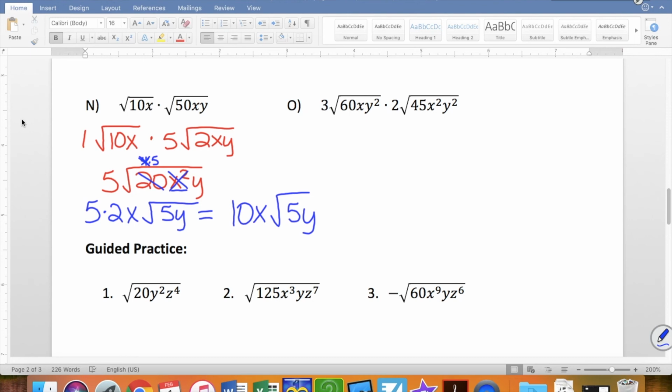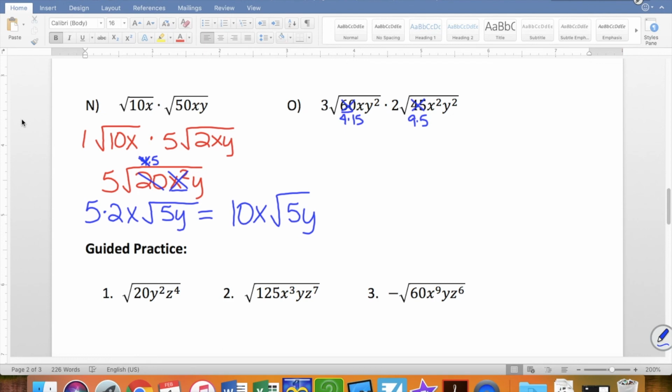All right, let's look at problem O. So again, I can simplify 60. I know it has a perfect square factor of 4, since 4 goes into it 15 times, and there's no other perfect squares in 15. So I'm going to break 60 into 4 times 15. And 45 has a perfect square factor of 9, 9 times 5. Okay, so I'm going to go ahead and take the square roots of those things and leave what's under the radical, what I can.